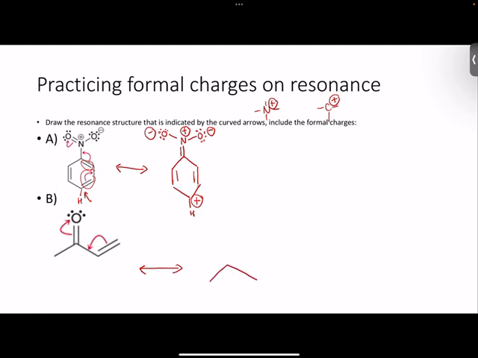So then we can look at the next one. Have 1, 2, 3, 4. We have our oxygen. So then let's see. We're breaking that double bond and putting those electrons on that oxygen. So we have 1, 2, 3, 4, 5, 6. Oxygen, 1 bond. It has 3 lone pairs. It's gonna be negative.